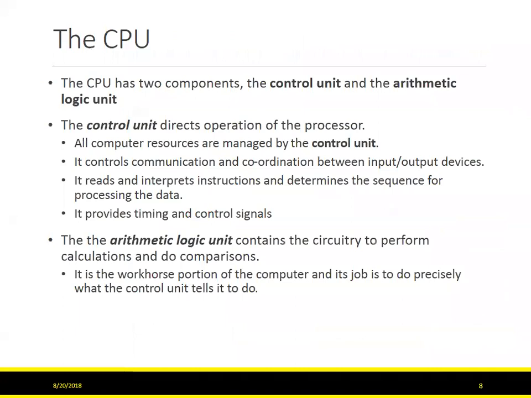Okay. The CPU has what's called the control unit and the arithmetic logic unit. Control things and do math, basically. It says all resources are managed by the control unit. It handles communications, it handles I/O, input and output. It reads and interprets instructions, and usually provides timing. So the control unit does a lot of stuff for us. The arithmetic logic unit pretty much does math.